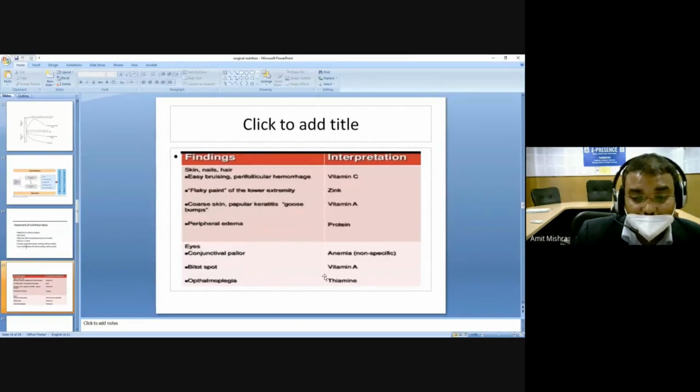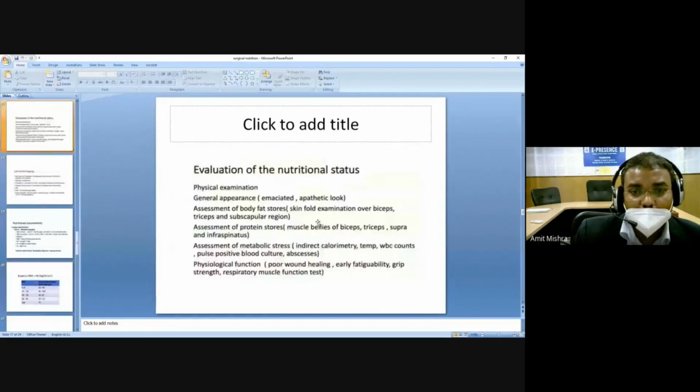which is thiamine deficiency. Okay, so these are basically the clinical examination findings, so that at least we can reach a conclusion that the patient had some sort of deficiency of vitamins and protein. Okay, so evaluation of the nutritional status.